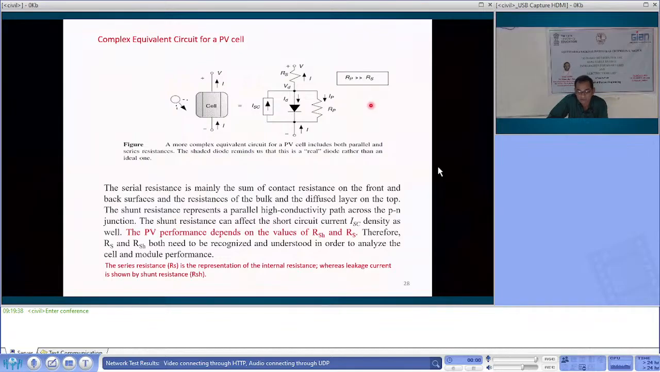There are several papers available. The series resistance is mainly the sum of contact resistance on the front and back surfaces, metal surfaces are there, and resistance of the bulk and diffuse layer on the top. The shunt resistance represents a high conductivity path.